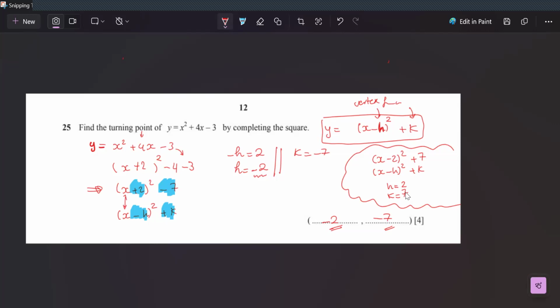So instead of memorizing, if it is negative, do that. If it is positive, do that. And for K, if it is negative, do that. And if it is positive, do that. No, forget about this. Only memorize the rule, which is x minus h squared plus k, and put it under it and start to compare. For this one, it will be 2 and 7. But for this one, it is -2 and -7. Okay? Done?